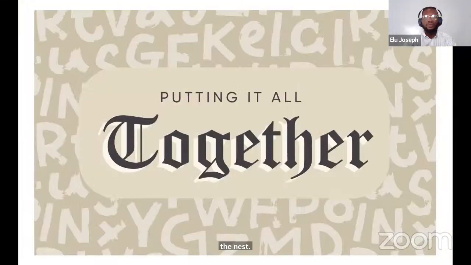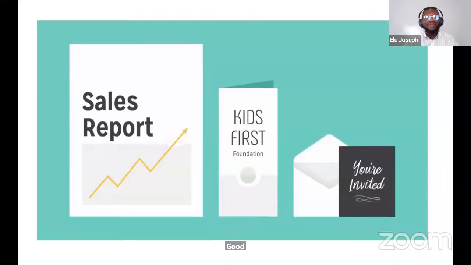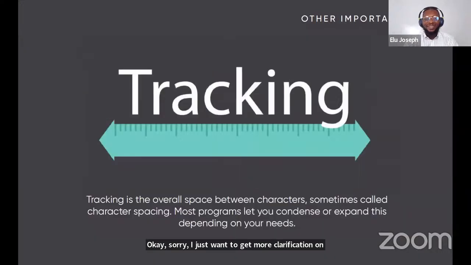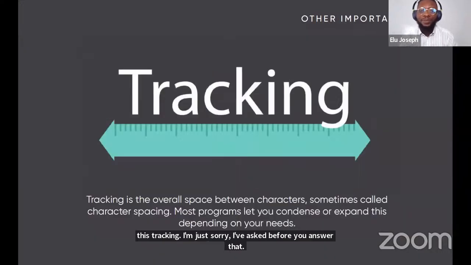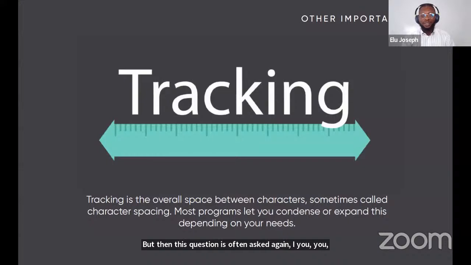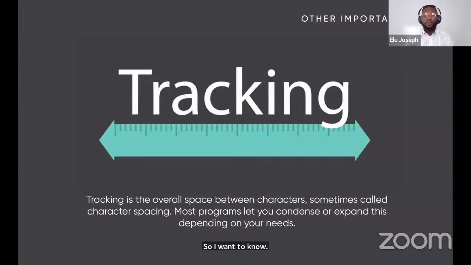Okay, sorry, I just want to get more clarification on this tracking. I know I've asked before and you answered, but someone asked again and you explained tracking again. For what you just explained now, you said it is the overall space between the characters. So are you saying... I don't even know how to ask. Let me help you, Glory. I think I understand what you're asking.